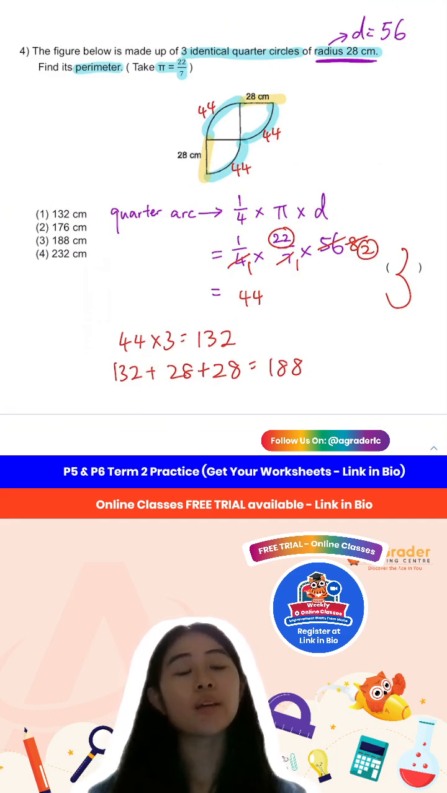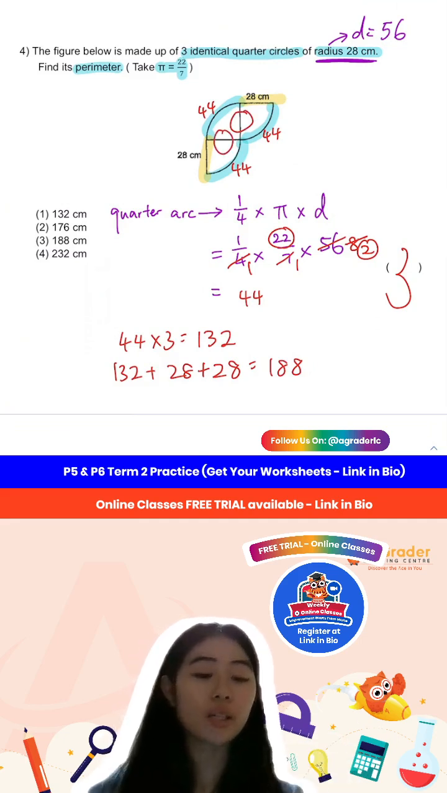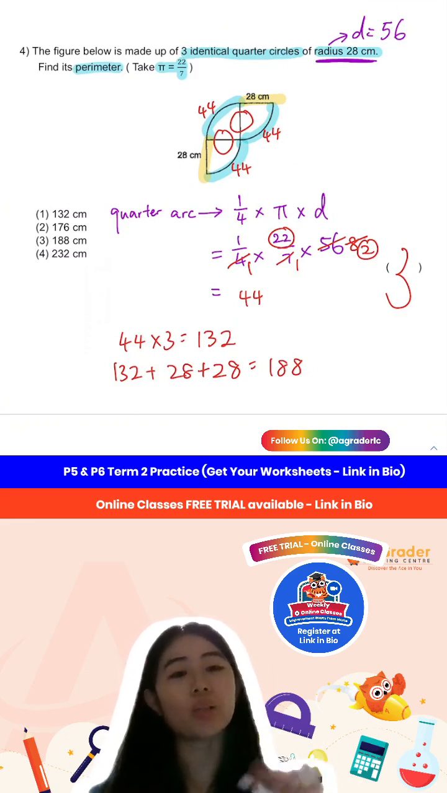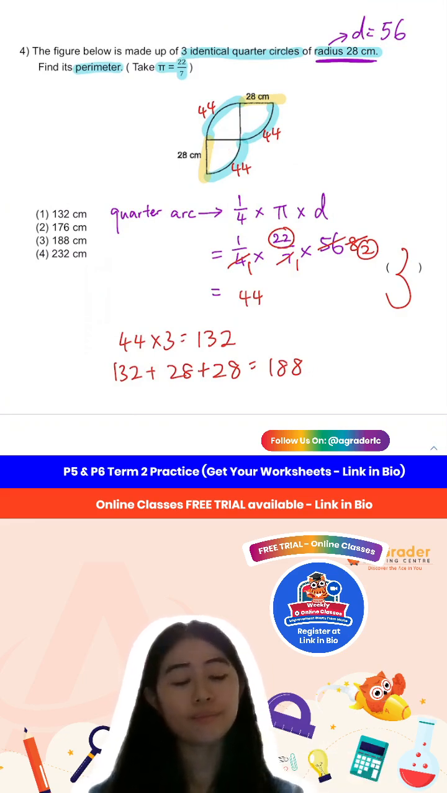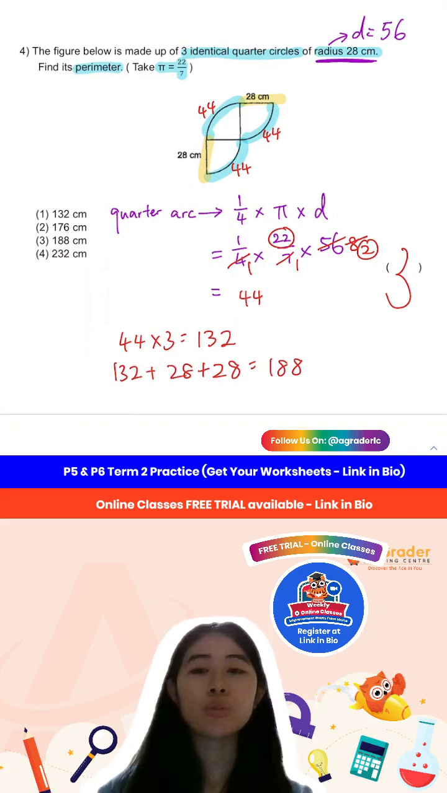Okay, so one more thing. For perimeter, make sure you don't go and add the lines inside the figure. Okay, so you notice that in the figure there is another two more 28 cm. Do not add that. Okay, because the definition of perimeter is only the outside. Any more questions? If not, we move on to section B.